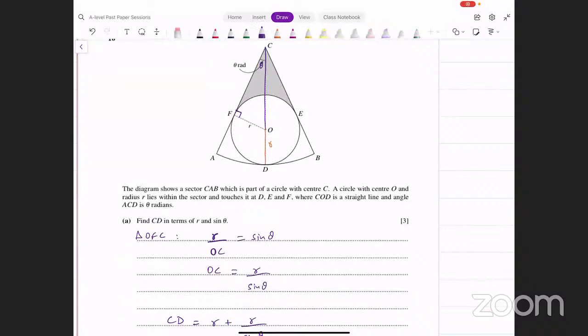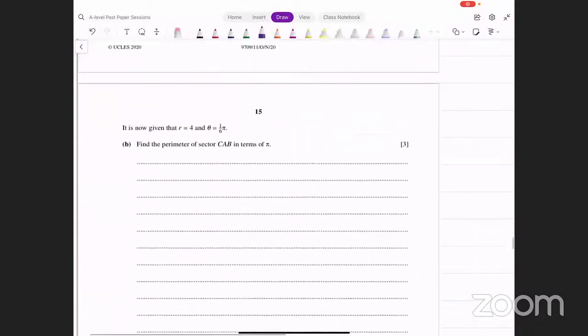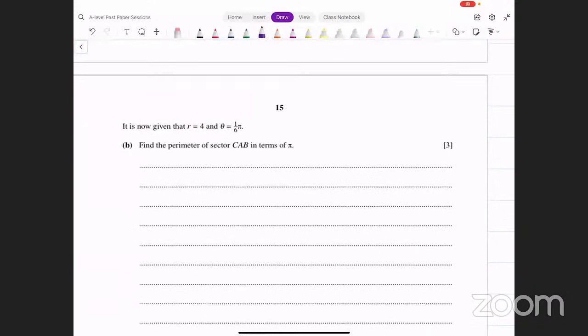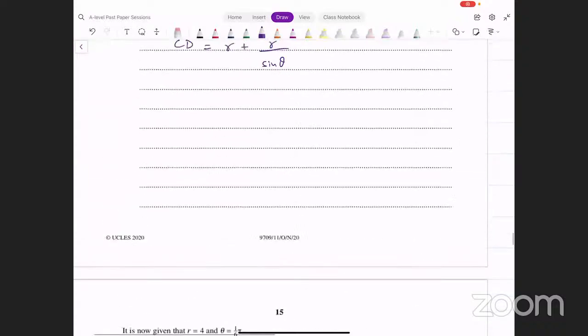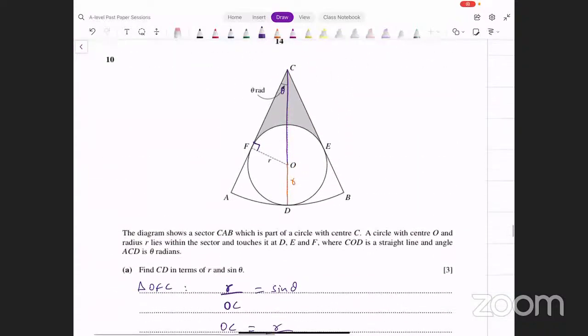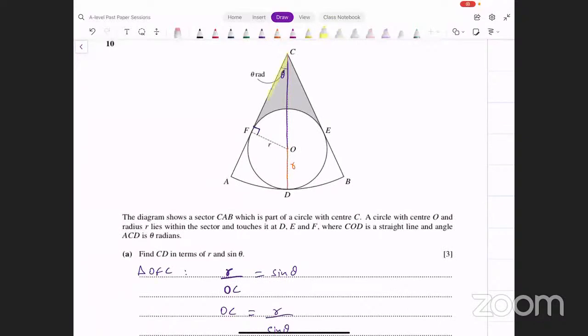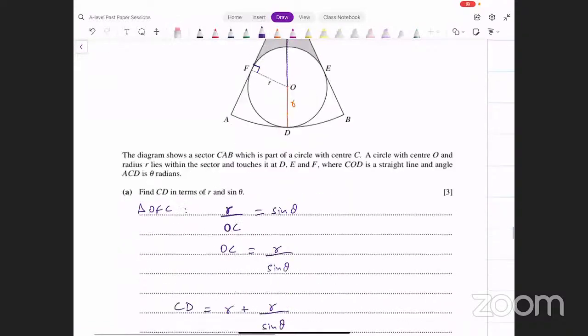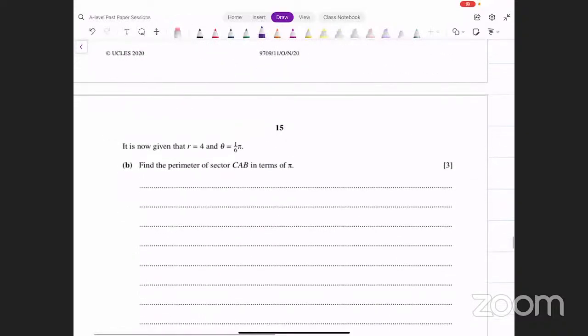Now, the second part says it's now given that R equals 4 and theta equals pi over 6. Find the perimeter of the sector CAB in terms of pi. CAB, ये जो पूरा सेक्टर है, इसका पेरीमीटर निकालना है. सेक्टर का पेरीमीटर, that means length of the boundary. ये पूरी लेंथ चाहिए. Okay. We have already found the radius of the sector. Radius मिल गया. क्या रह गया सर? Arc length रह गई है. AB arc length निकालनी है. Angle भी उसने बता दिया. Let's use those pieces of information here.